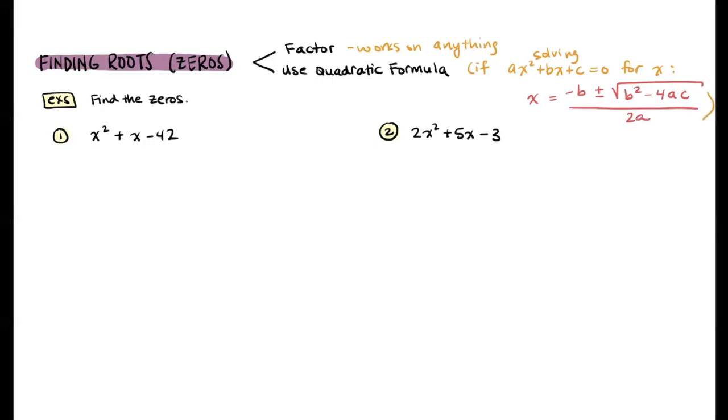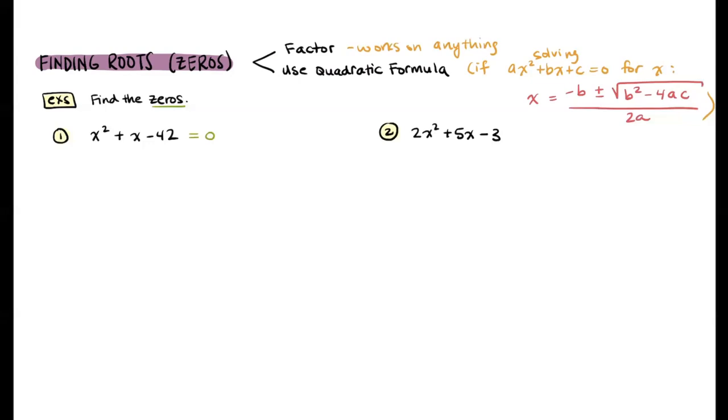All right. I'll go through one example with factoring and finding roots, and then I'll go through an example using the quadratic formula. So let's find the roots or the zeros of x squared plus x minus 42. Basically, when you want to find the zeros, you're setting the expression that you have equal to 0, and you want to solve for x.